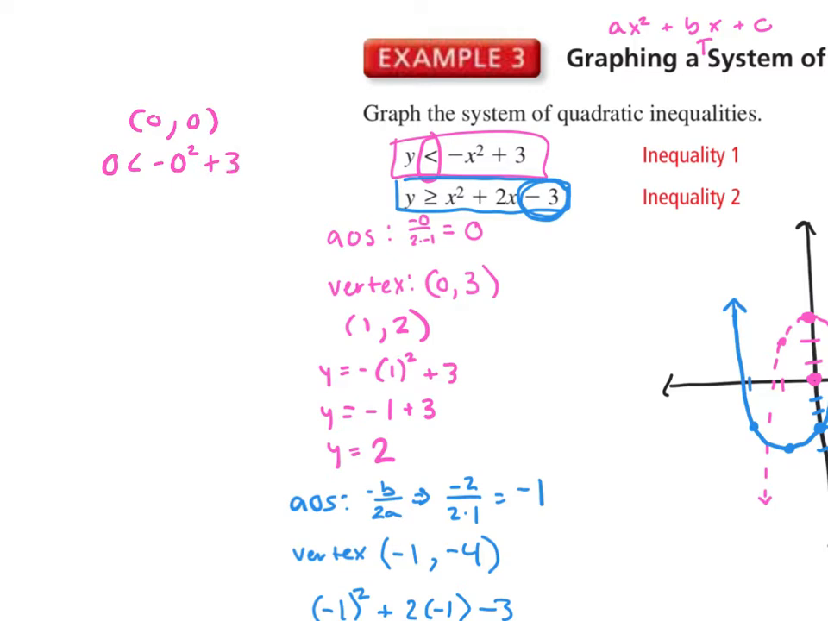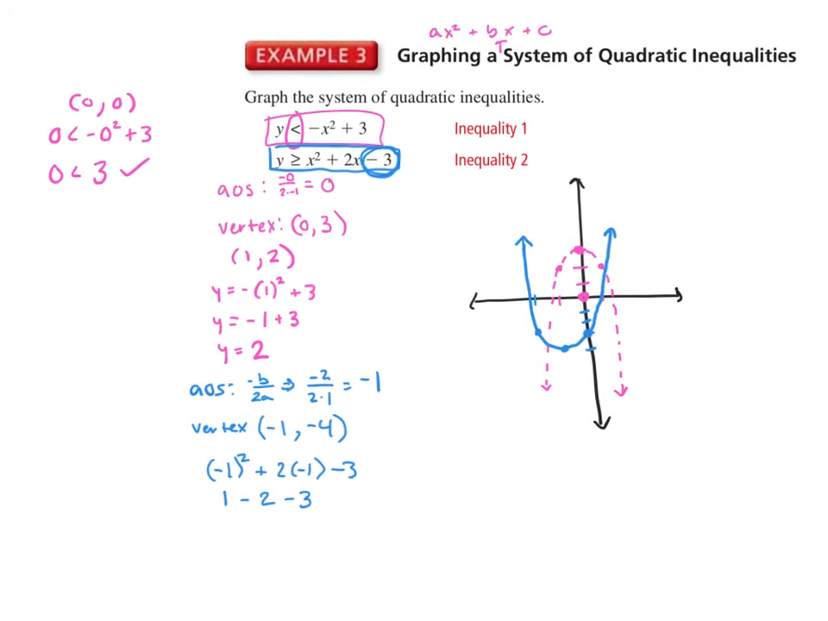But yeah, we could have plugged in 0, 1, 2. We could plug in anything inside of our parabola. But if you see the origin is inside of your parabola, it's easiest just to plug in 0, 0, because then it's less math you have to do. So we have 0 is less than 3. Is this true? Yes. So are we going to shade the inside or outside? Inside. So we shade the inside for the pink one. Now we need to pick a point inside the blue one. We can pick 0, 0 again.